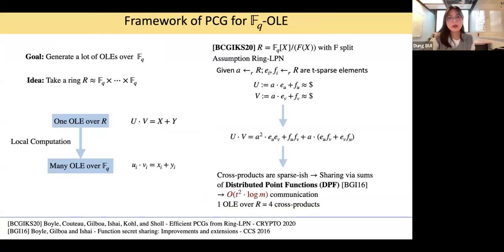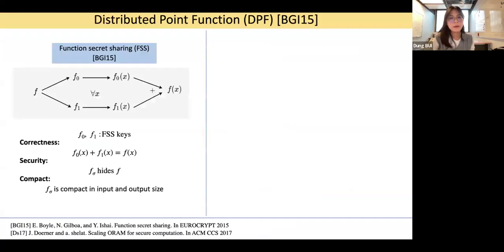So I have just gone over the framework for BCZ to get the early. Because they need one ingredient called distributed point function, I will go over the distributed point function to see what the technique inside is, and then give an overview of the actual cost to get one early: how much communication and how much computation we need.